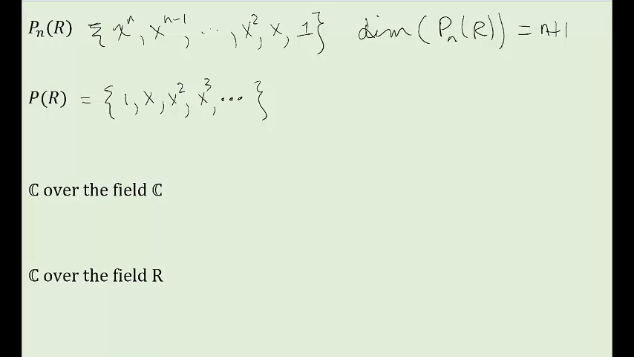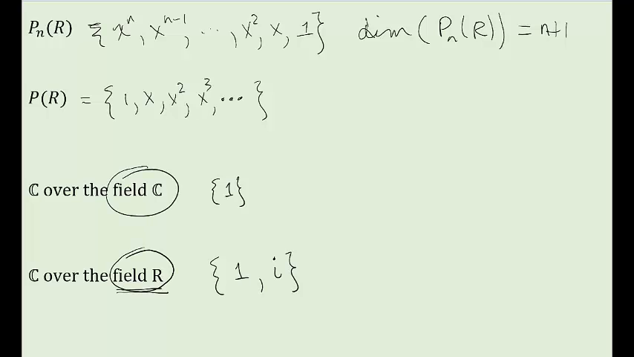The next example is the complex numbers over the field C. Well, this is dimension 1. Here is the basis. If the field is the set of complex numbers, then if you just have 1 and multiply in from the field, you get all of the complex numbers. But if our field was the real numbers, well, then we would have a dimension 2. And here's the basis, 1 and i. Be sure and see how the field enters into the determination of the basis.